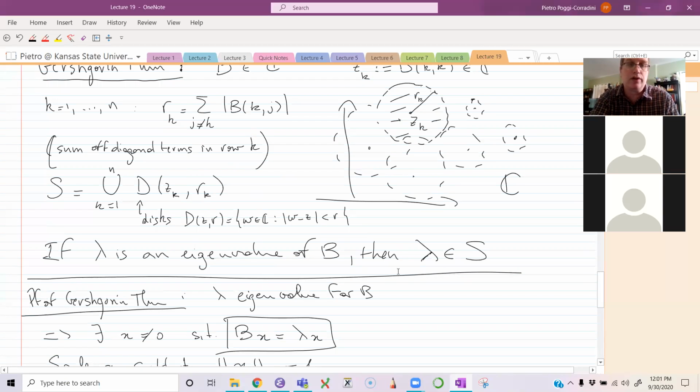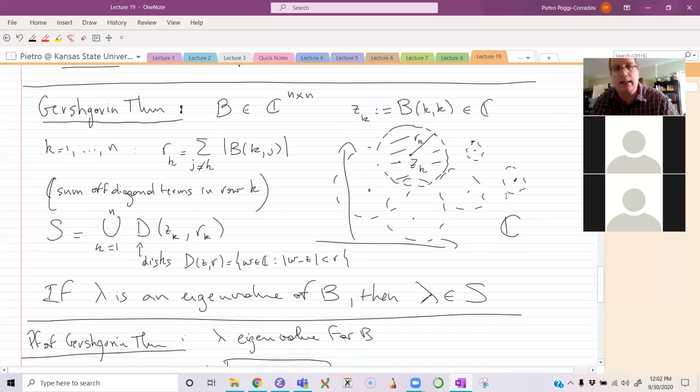Okay. It's a very useful thing, especially when your matrix is diagonally dominant, meaning that the diagonal terms dominate, are bigger than these sums of off diagonal terms.